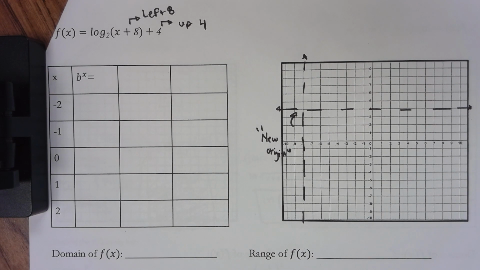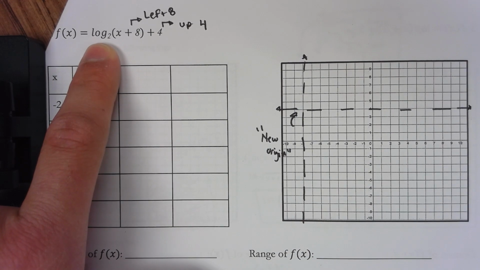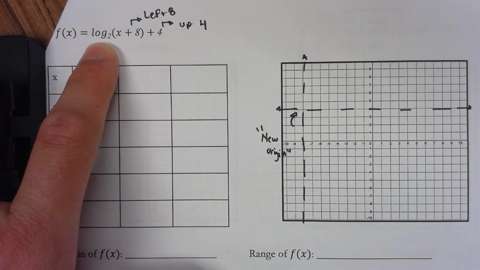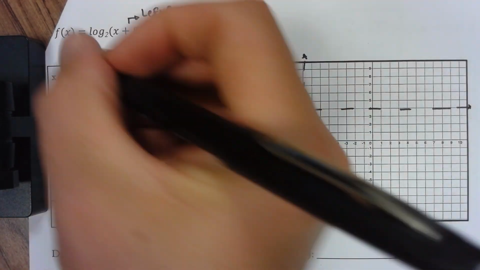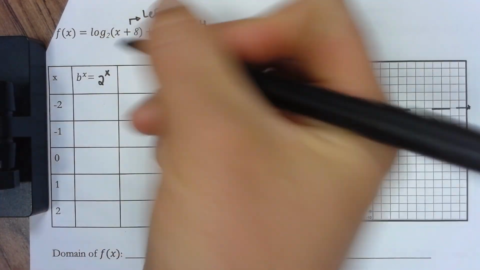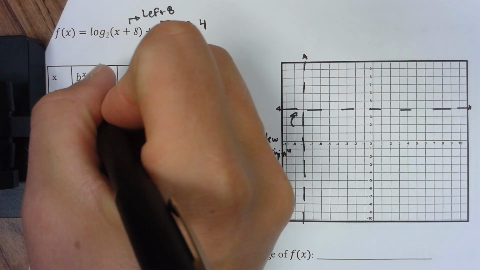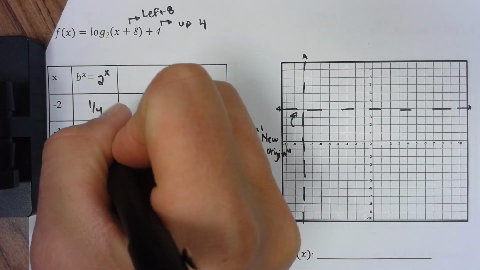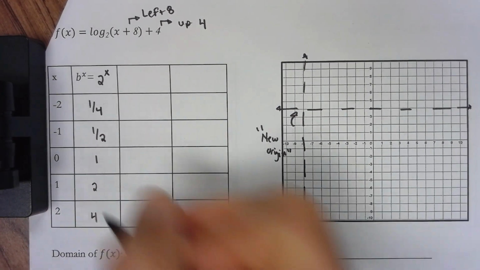Now, to get the actual values that we're going to plot here, yes, we're trying to graph log base 2 of x plus 8, plus 4, but we're going to first convert it to its inverse. The inverse is always the base of the log to the power of x. So that base to the power of x. And we're just going to list out the values here. 2 to the power of negative 2 is 1/4. 2 to the power of negative 1 is 1/2. Anything to the power of 0 is 1. And 2, then 4.